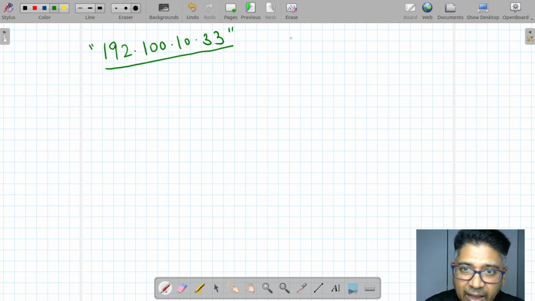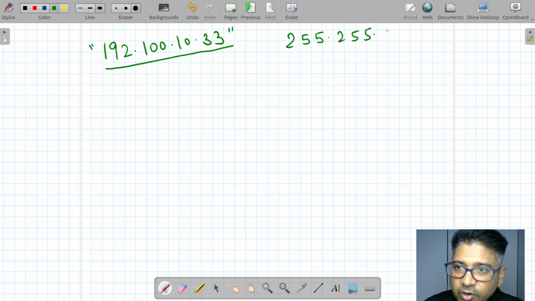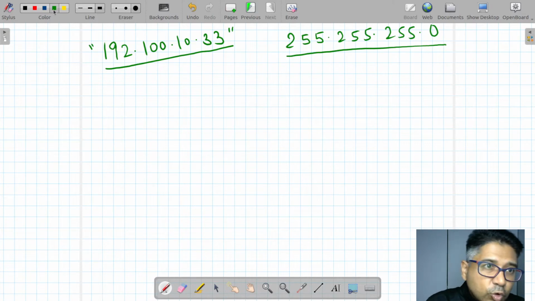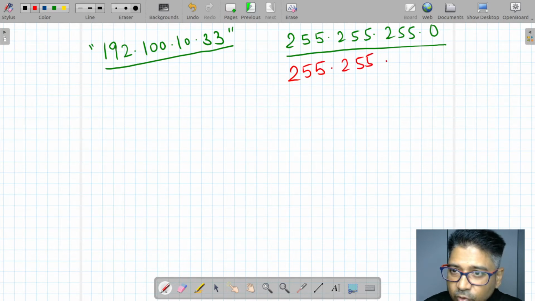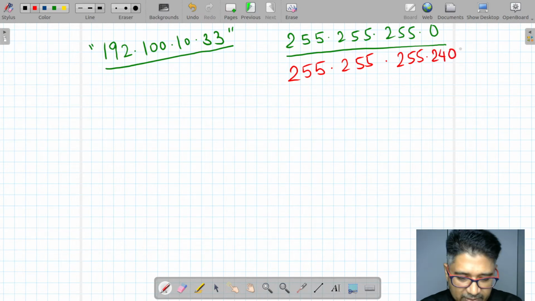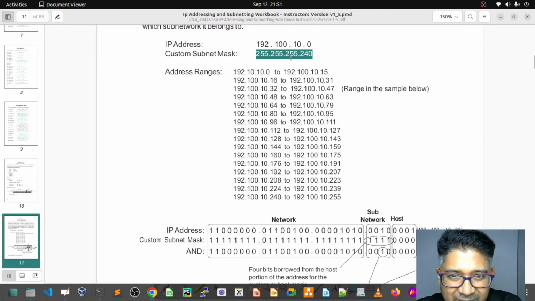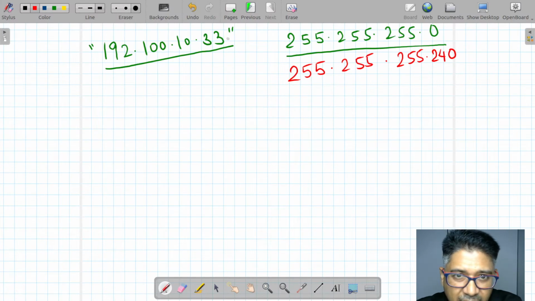If we have a custom subnet, 255.255.255.0 was the default one. But now the question has changed. Now my subnet is a custom subnet. That's called subnetting. And they gave you, I want to know which network this IP belongs to. That is 240. The question is this. Here, can you see this? Yes, sir. Okay. The IP is the same. The question is which network does this IP belong to?